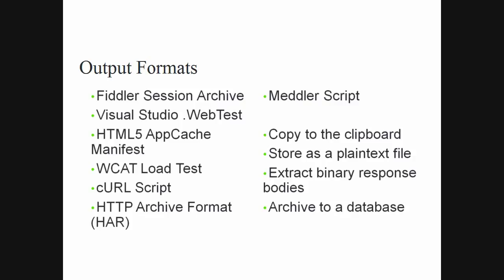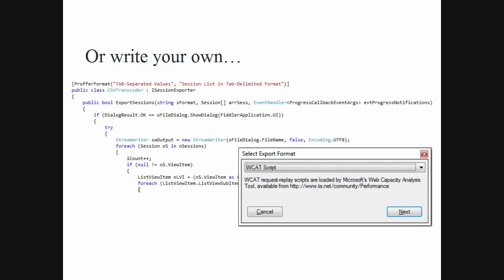That's also extensible. So here's an example of a tab-separated value exporter. It's very simple. There's effectively one interface, ISessionExporter, with one method, ExportSessions, that gives you kind of everything you need in order to generate exported data out of Fiddler. So if you have any scenario where it would be helpful to pull your data into some other system, your exporter could really just be dumping the session traffic into a database, and that would work just fine. There's no requirement that it actually be a file.